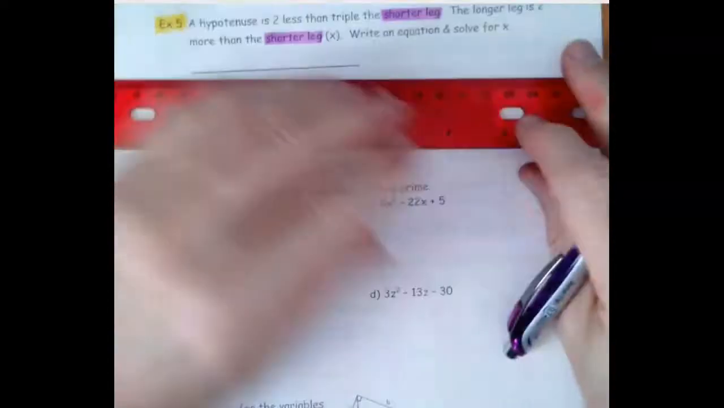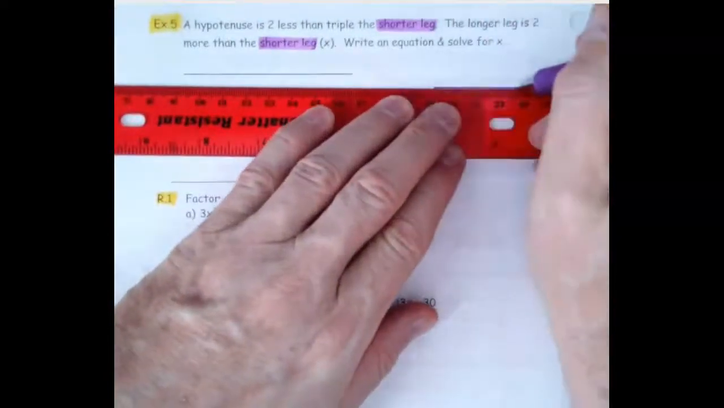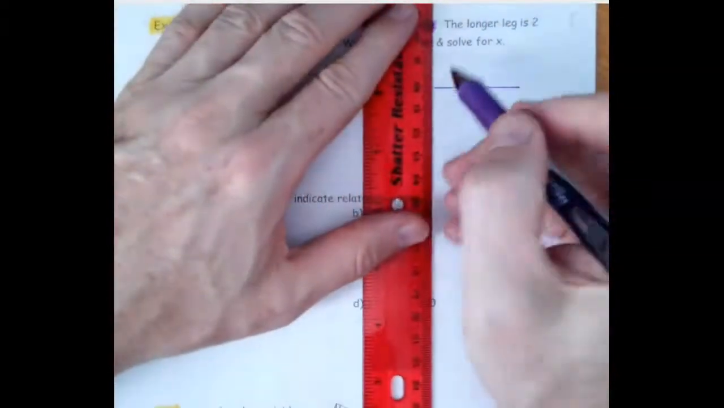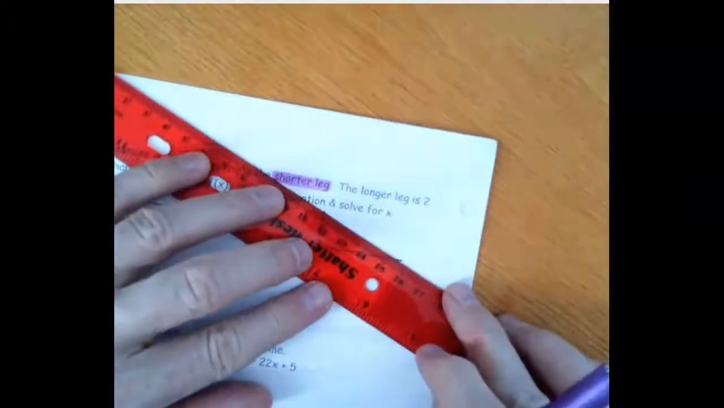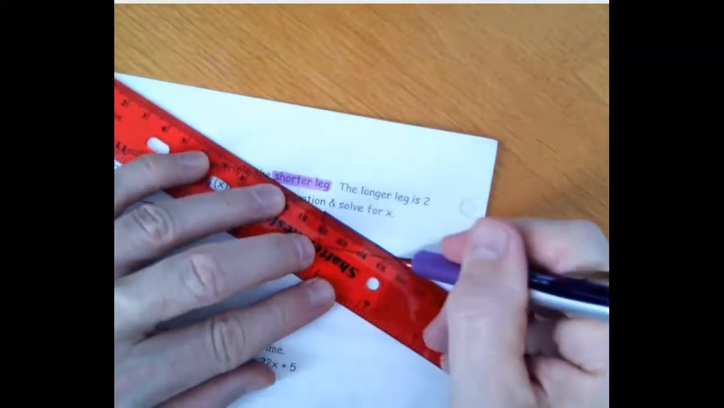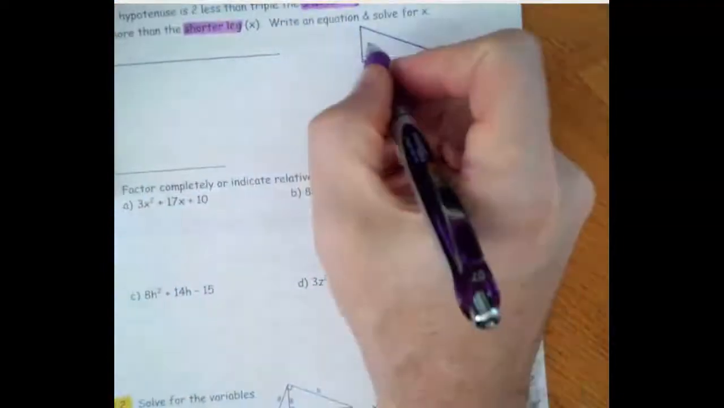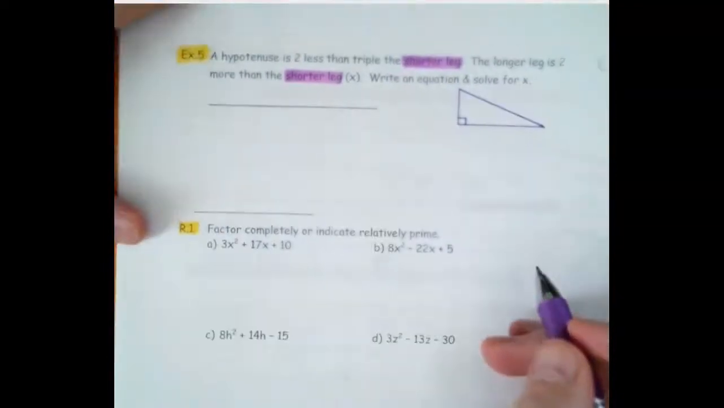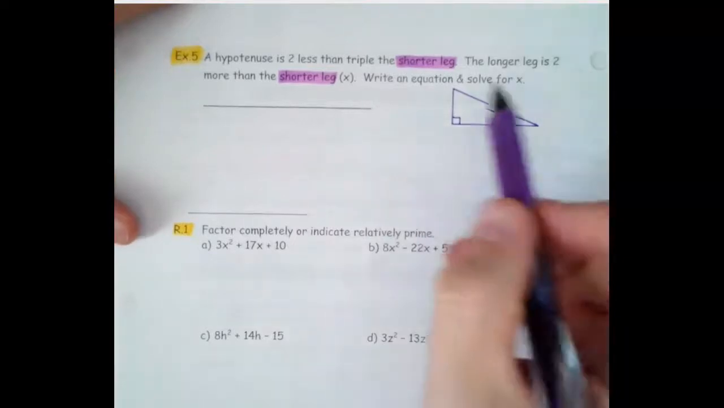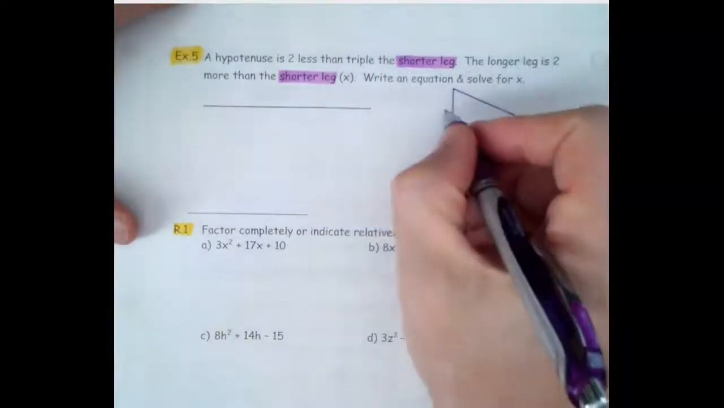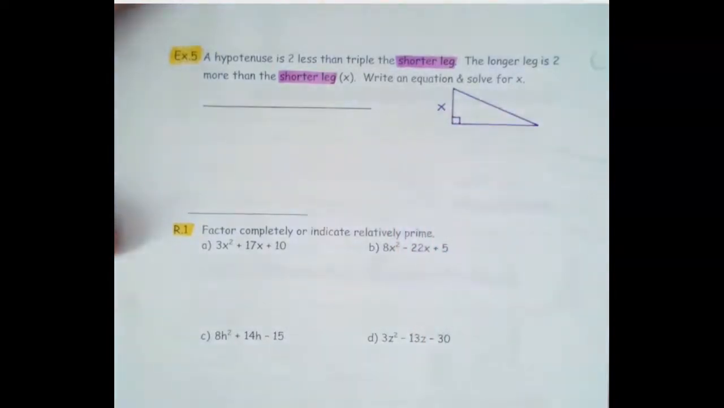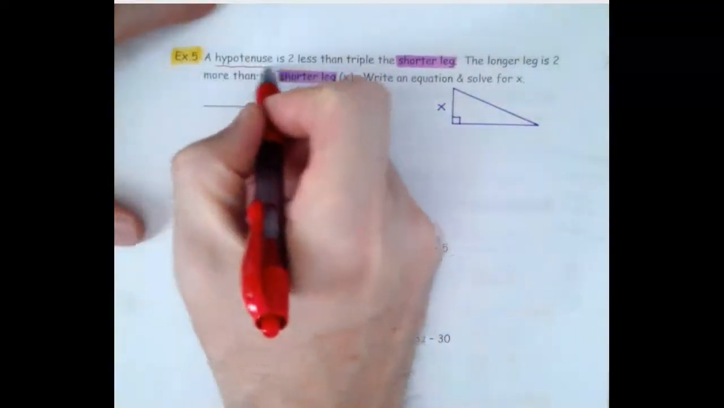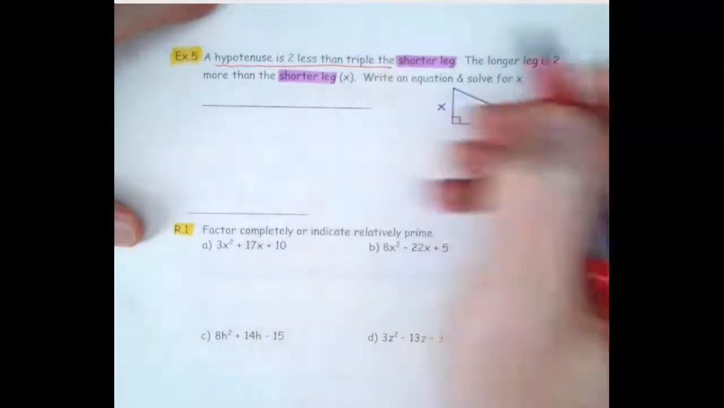It doesn't hurt to have a picture, especially in geometry, but also in higher level math, there are some questions where a picture is quite helpful. So, sketching a right triangle quickly. It doesn't have to be perfect, we just want to get an idea there. So first of all, we just said both of these are compared to the shorter leg, so that's what we're going to use for x. Now, the hypotenuse is 2 less than triple. 2 less than triple.